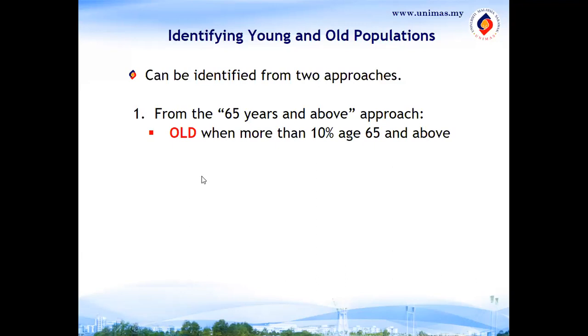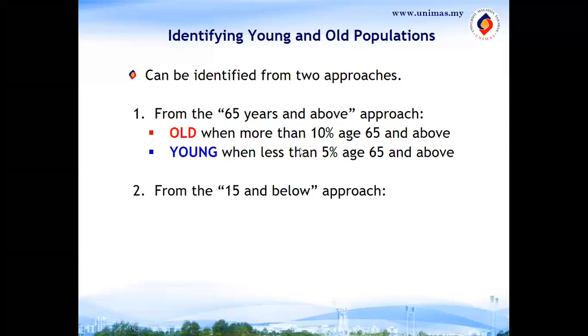Okay, itu yang pertama. And then on the other hand, if the population who are age 65 and above are less than 5%, that country or that population is known as a young population. Okay. So old population, young population. Old population when the percentage of those who are age 65 and above is more than 10%, and the country is considered young when the total number of people age 65 and above is less than 5%. Okay, yaitu yang pertama, ya.